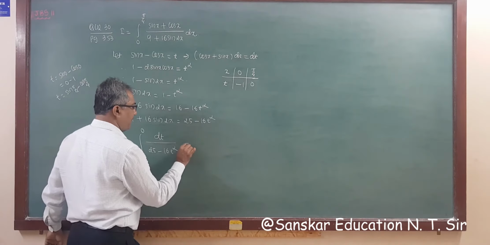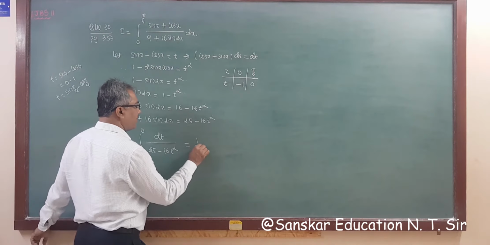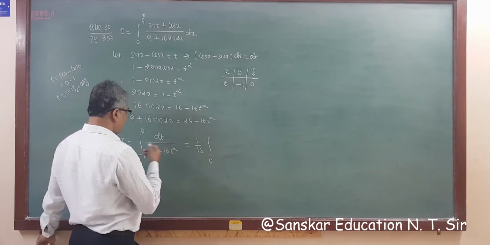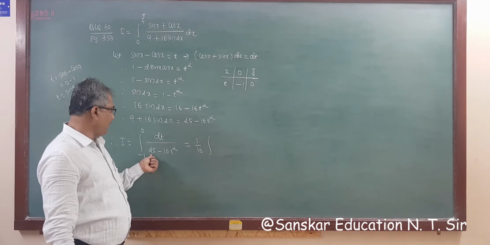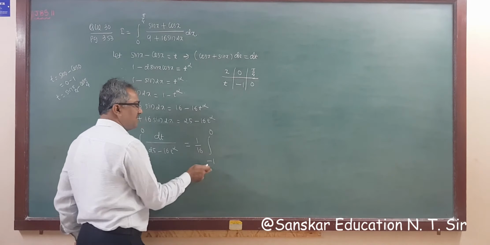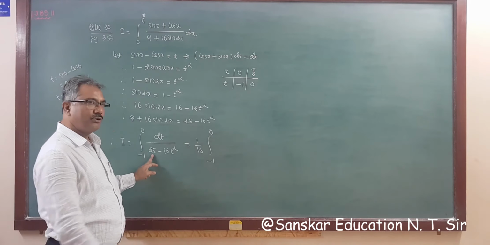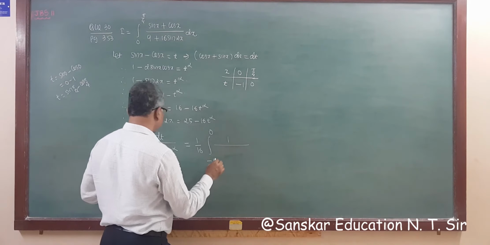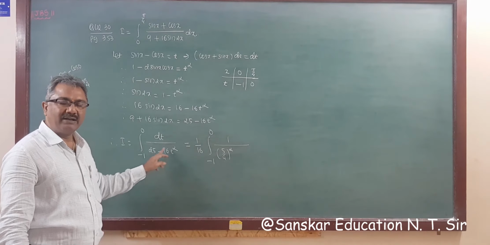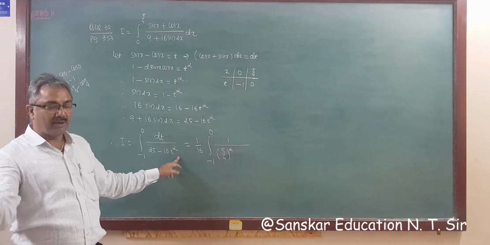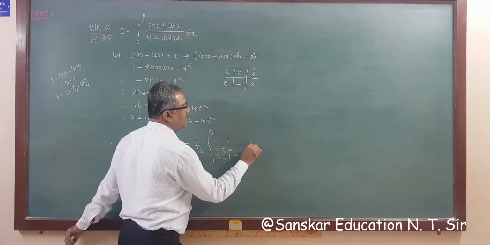So the answer will be, taking 1 upon 16 common, the integration from minus 1 to 0, because the lower limit is minus 1, which is the smaller number. Taking 16 common, this becomes 1 upon 25 by 16, that is 5 by 4 whole square minus t square, dt.